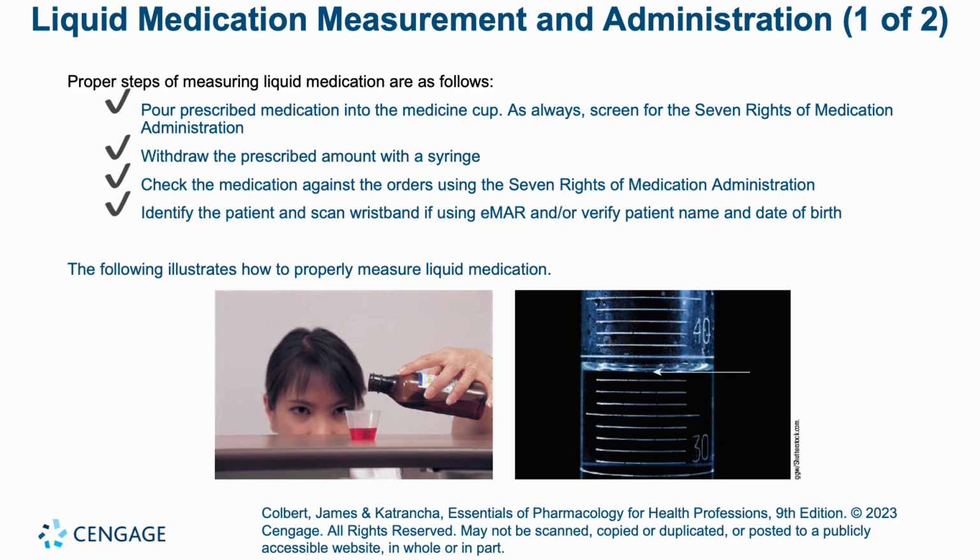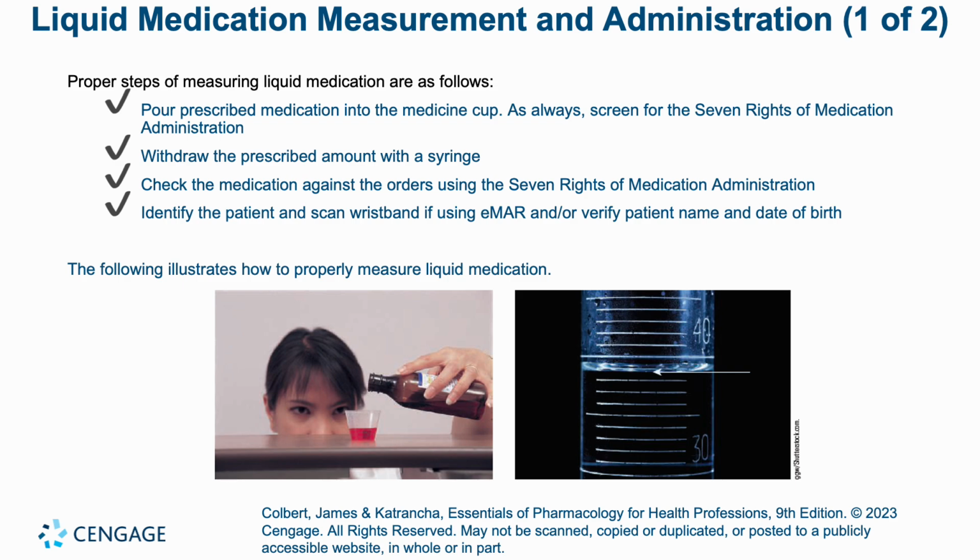Identify the patient and scan the wristband if you're using the electronic medical administration record or EMR, and or verify patient name and date of birth. This is an image below about how to properly measure. This person is looking at eye level at the medication, and you'll notice that she is leaving the little cup on the table and she's squatting down. If you lift the cup up, you run the risk that you're not holding it evenly or level, and so you could be reading from the wrong side. So you do want to get to the level of it, not bring it up to your eye level.